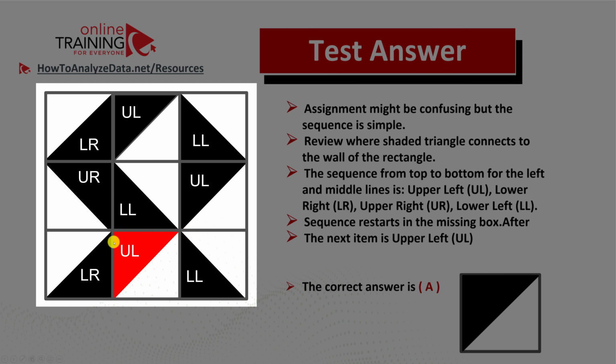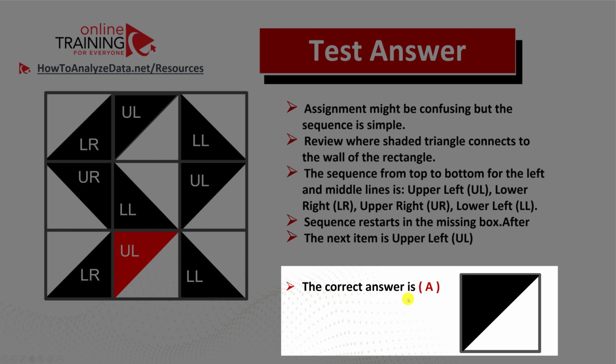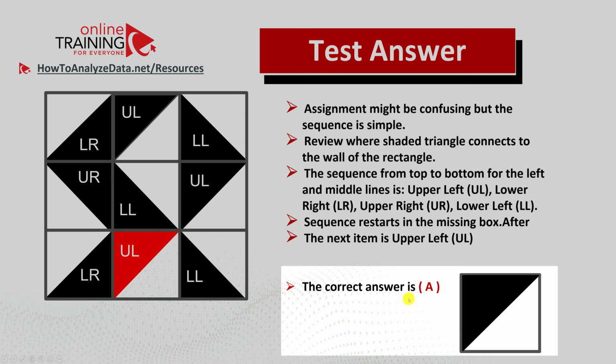And then this is the missing box where we need to find the missing square. And you see that the pattern here restarts. Upper left was the first item in the sequence. So the next item in the sequence would be upper left again. So the correct choice here is choice A, upper left. Hopefully you've nailed this question.